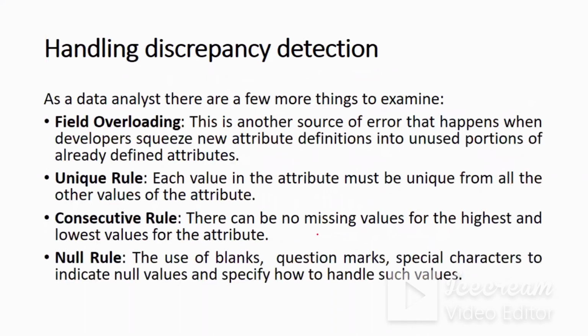Now, from the data analyst point of view, two more things are to be examined. The first one is called field overloading. For example, for an attribute we use 3 bits. When 3 bits are used, there are 8 possible values, as we all know. Let us say currently we are using only four possible values. Which means that one bit is left alone. 1 bit is not used.